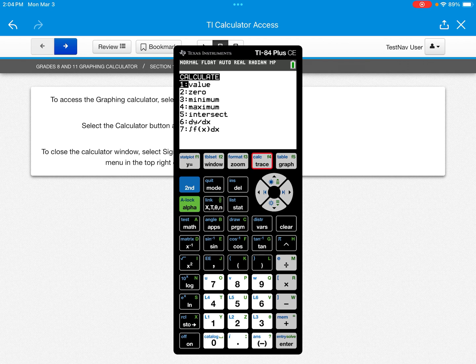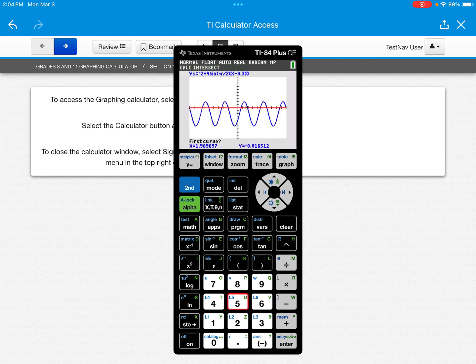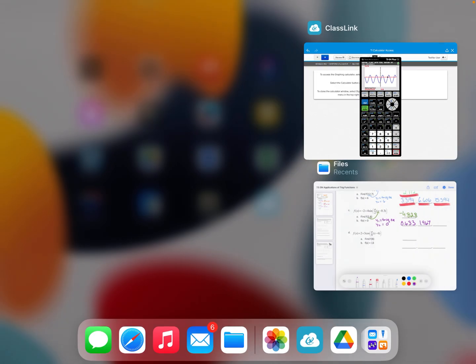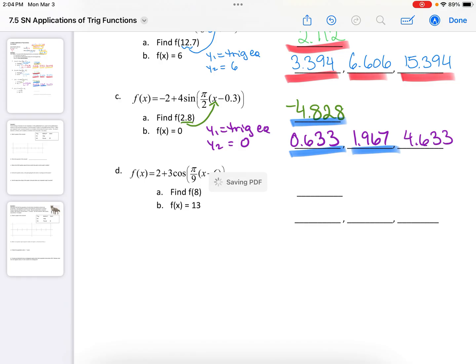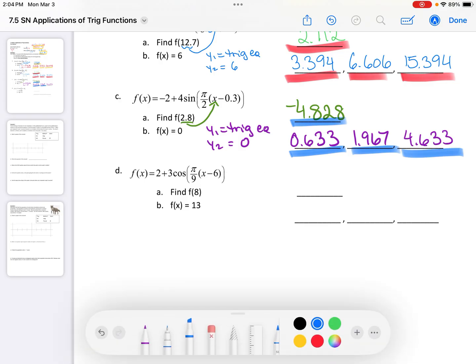And finding the third one, second trace, 5 for intersect, first curve enter, second curve enter, scroll to the third solution, hit enter, look for the word intersection, 4.633. And there are our function value and our first 3 positive values of x, where the function value truly is 0.